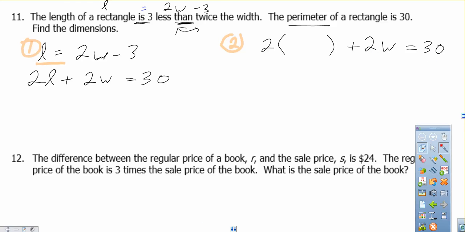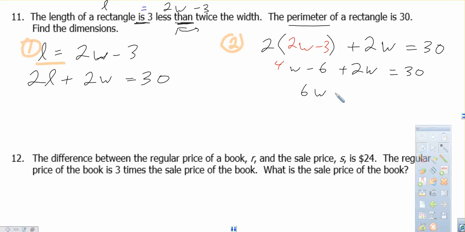Okay, so let's see, let's take 2W minus 3. Distributing, we get 4W minus 6 plus 2W equals 30. So that's 6W minus 6 equals 30. Adding 6, that's 36. So 6W equals 36. Dividing by 6, the width equals 6.